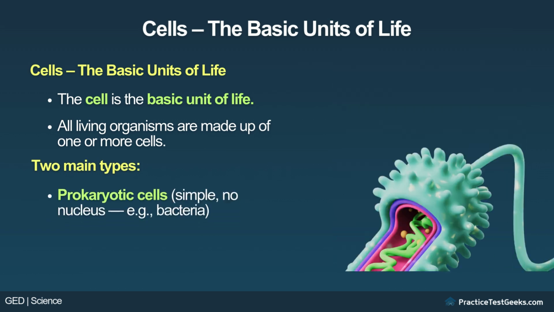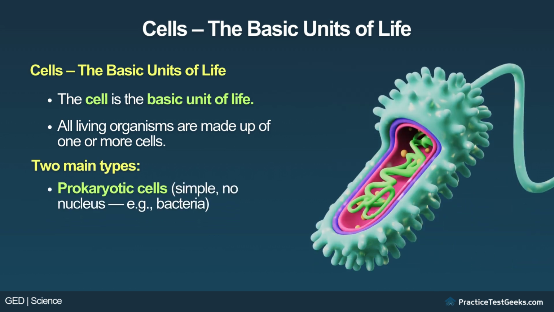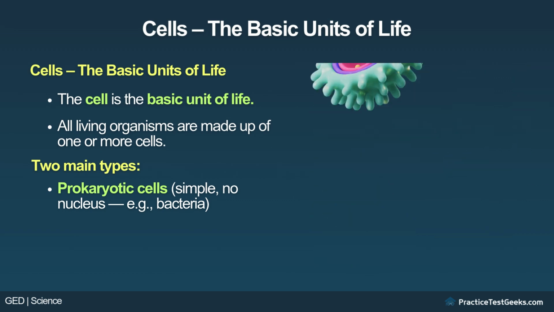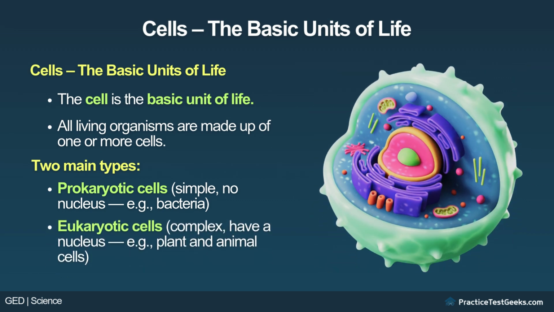First, we have prokaryotic cells. These are simple in structure and do not contain a nucleus. A good example of this type is bacteria. Second, we have eukaryotic cells. These are more complex and contain a nucleus. You'll find these in both plant and animal organisms. So, in short, prokaryotes are simpler with no nucleus, while eukaryotes are more advanced with a clearly defined nucleus.